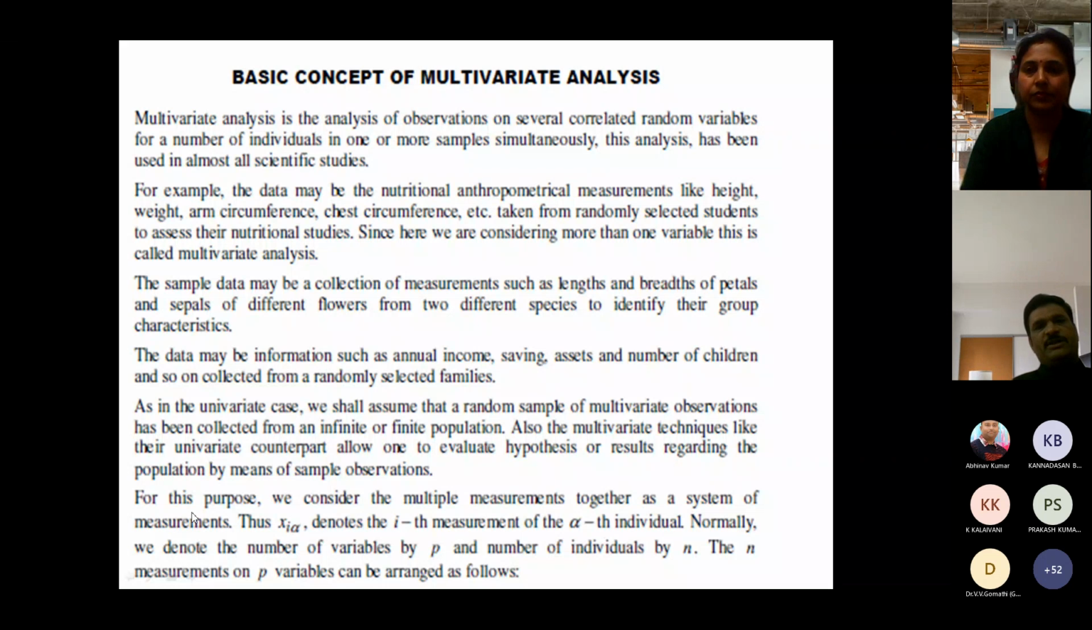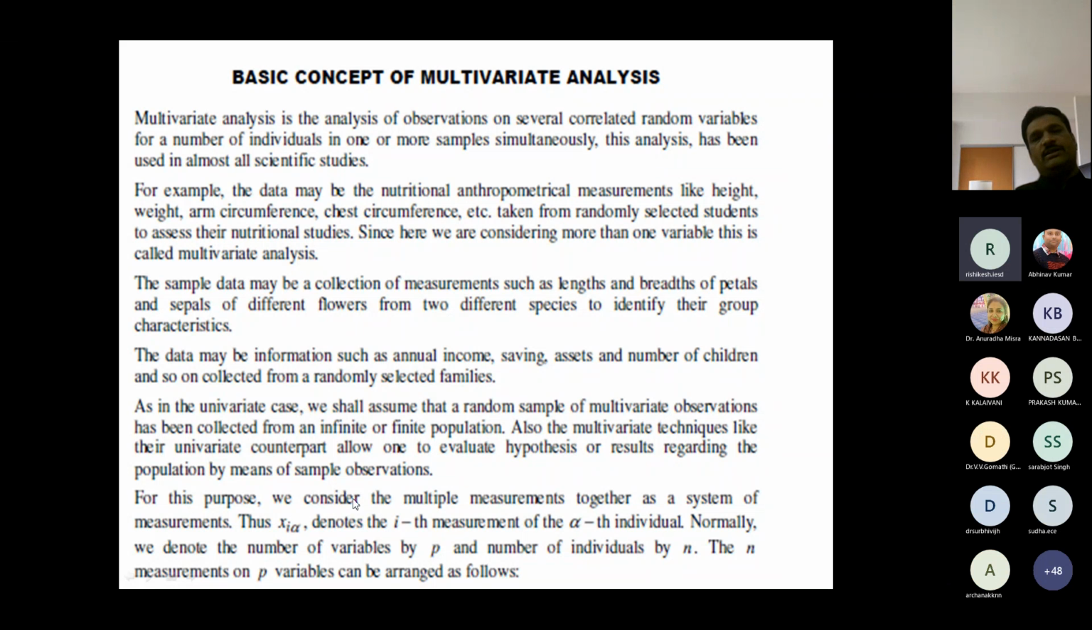So for this purpose, we consider the multiple measurements together as a system of measurements. Suppose this is xi alpha. We denote this measurement as xi alpha, denoting the ith measurement of the alphath individual. Normally we denote the number of variables by small p and the number of individuals by small n.